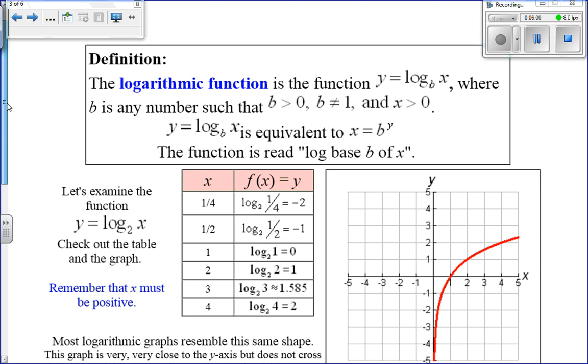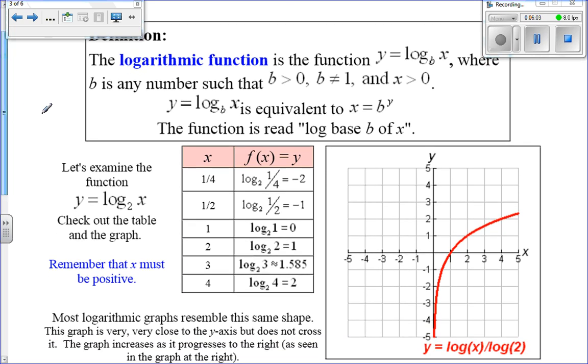Y equals log base b of x is equivalent to x equals b to the y. The function is read log base b of x. So let's look at the logarithmic function.